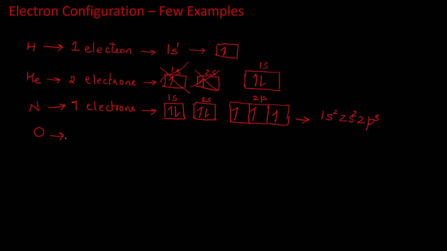Talking about oxygen, oxygen has 8 electrons, where you have 1s completely filled, 2s also completely filled, and 2px will have 2 electrons, 2py will have 1 electron, and 2pz will have 1 more electron, which I can simplify and write as 1s2, 2s2 and 2p4, right? So that is the electron configuration of oxygen.